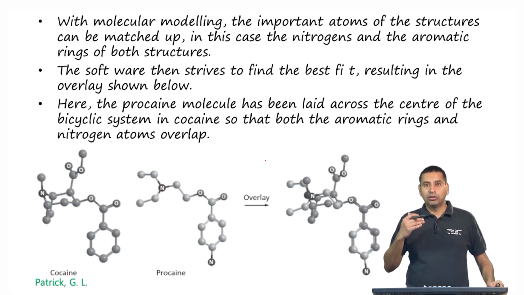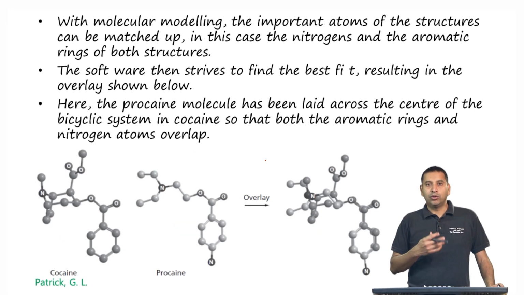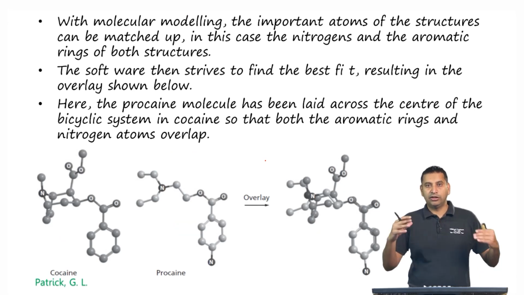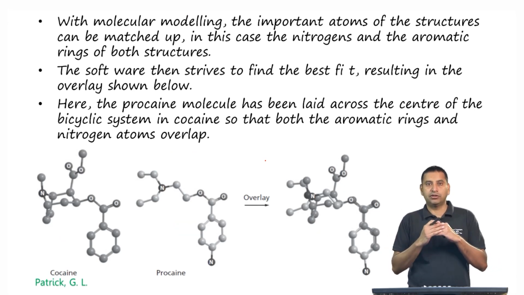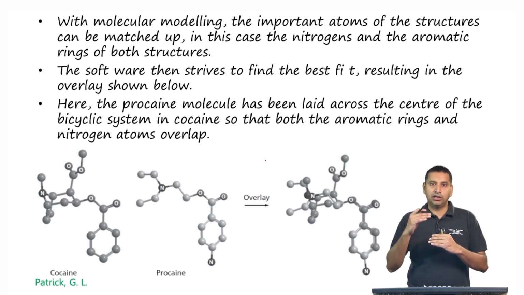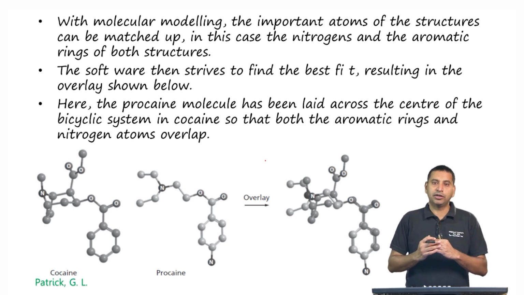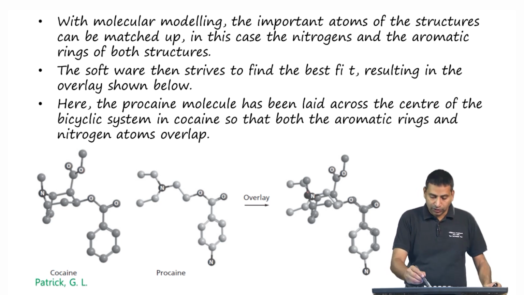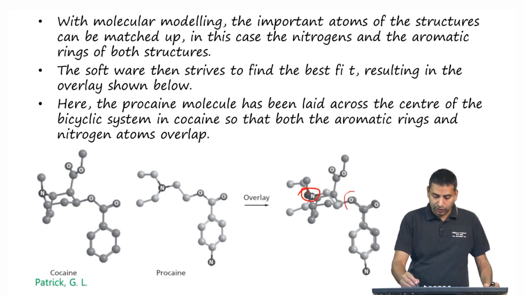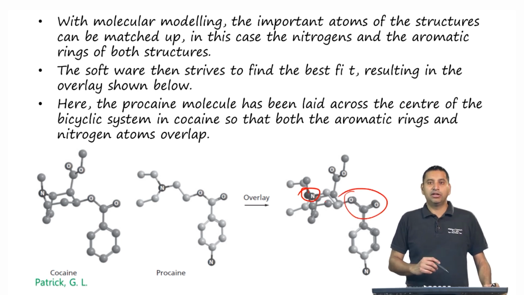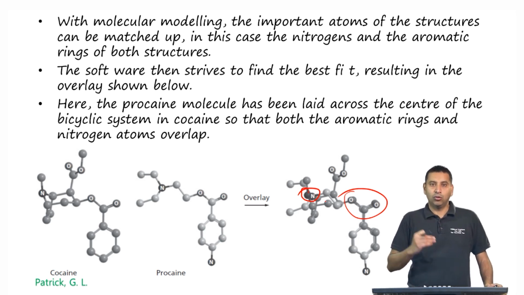However, when you do the molecular modeling and overlay these two structures, the software will try to find the best fit, okay? And once it finds the best fit, you will see that the two nitrogens are actually overlapping. So, you have the ester overlapping as well as the nitrogen. This kind of information is available through minimization and overlay.